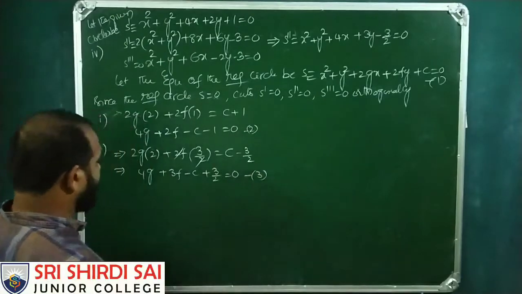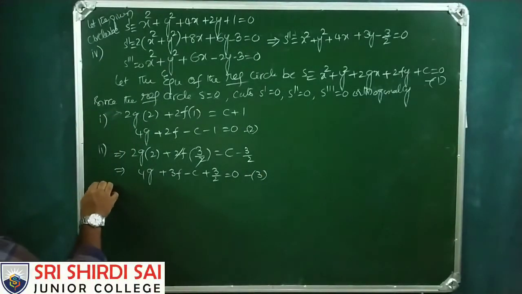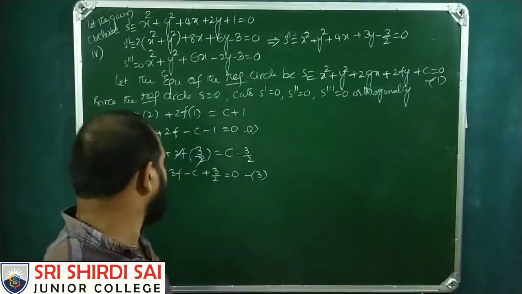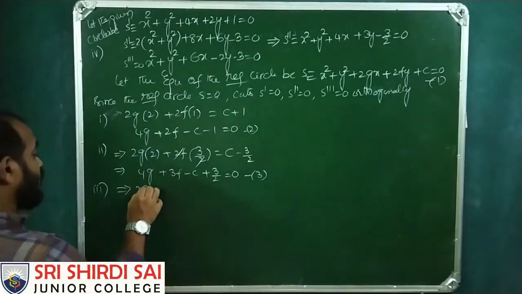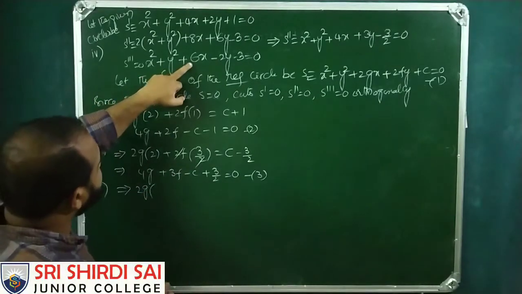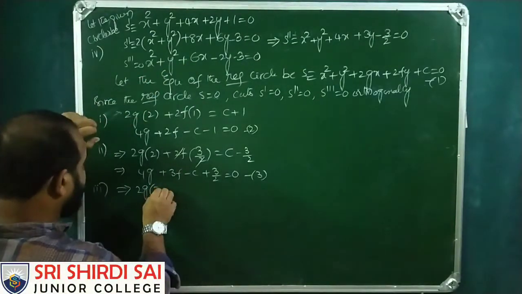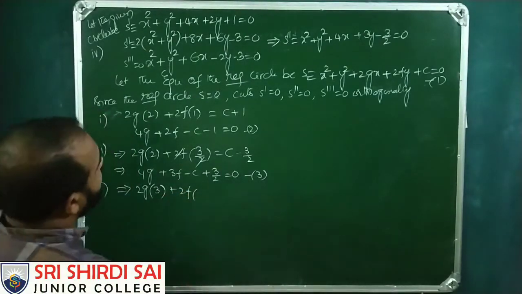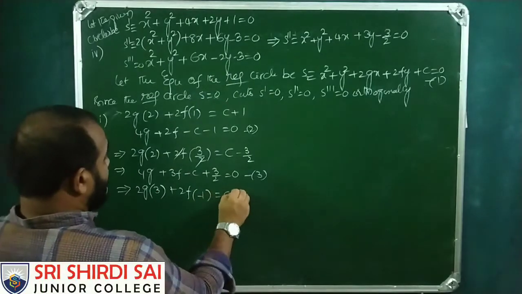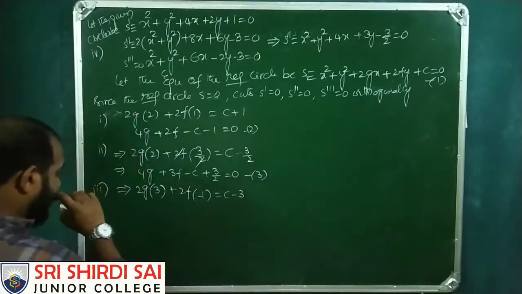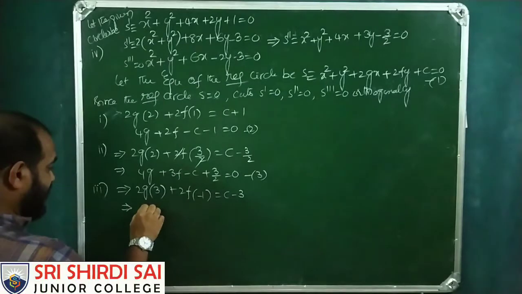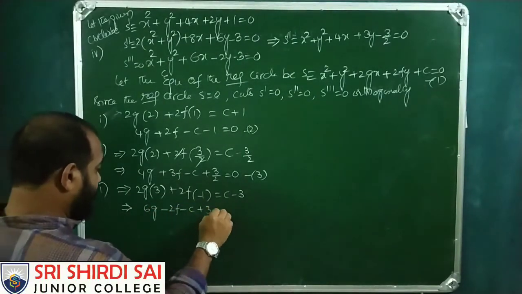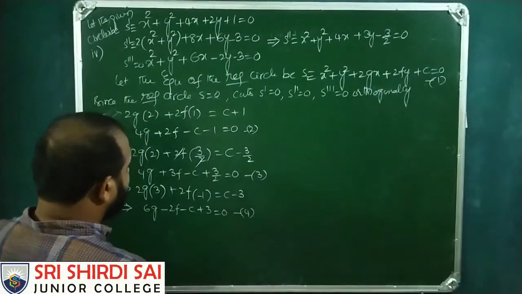Now since the required circle S equals to 0 cuts S''' equals to 0 orthogonally, it implies 2g times g' which is 3 here, plus 2f times f' which is minus 1, is equals to c minus 3. This is 6g minus 2f minus c plus 3 equals to 0. Fourth equation.